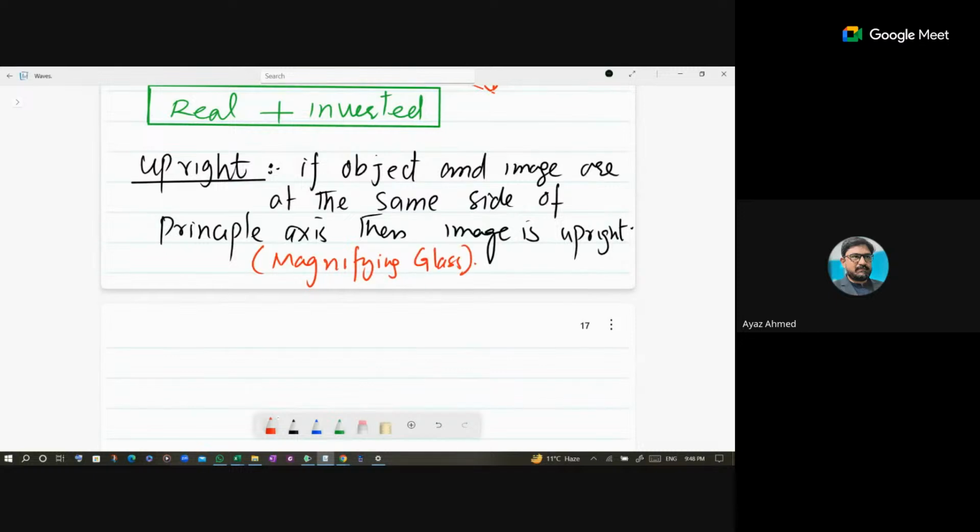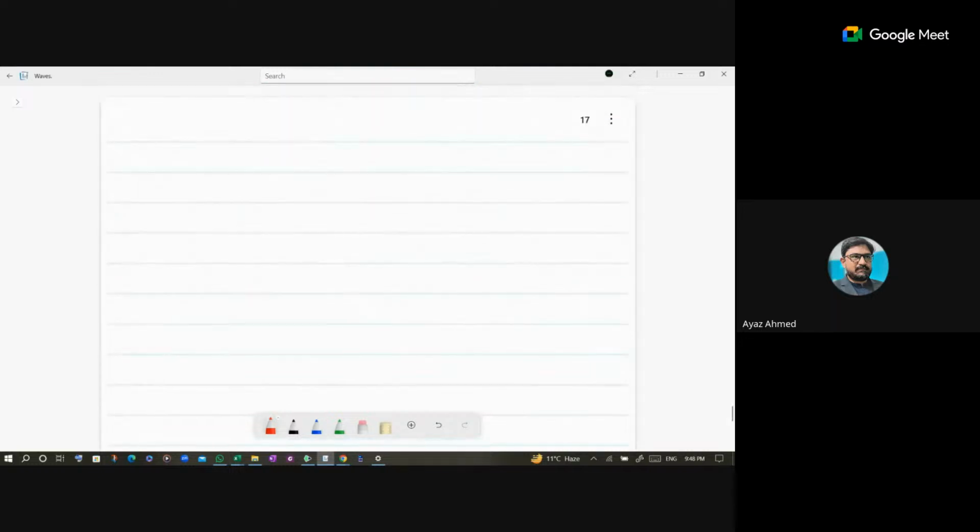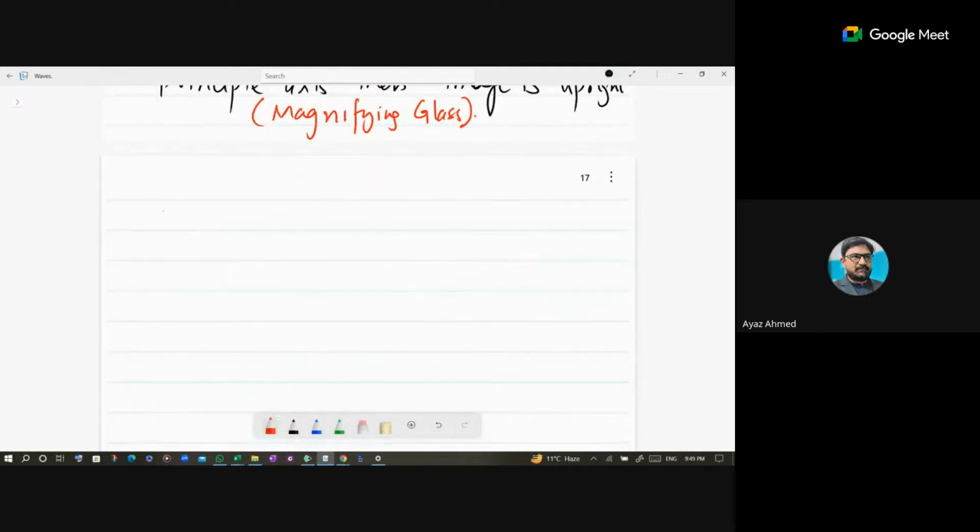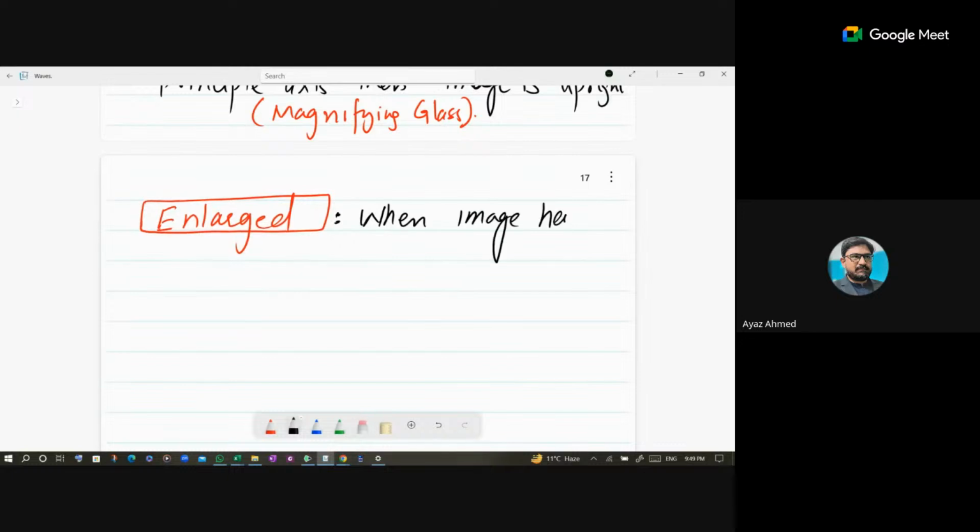Then there are two other types of images. One is enlarged and the other is diminished. Enlarged is when the image appears larger than the object. What is an enlarged image? When the image height is greater than the object height. So that candle I have drawn over there, was it enlarged or diminished, Ariba?